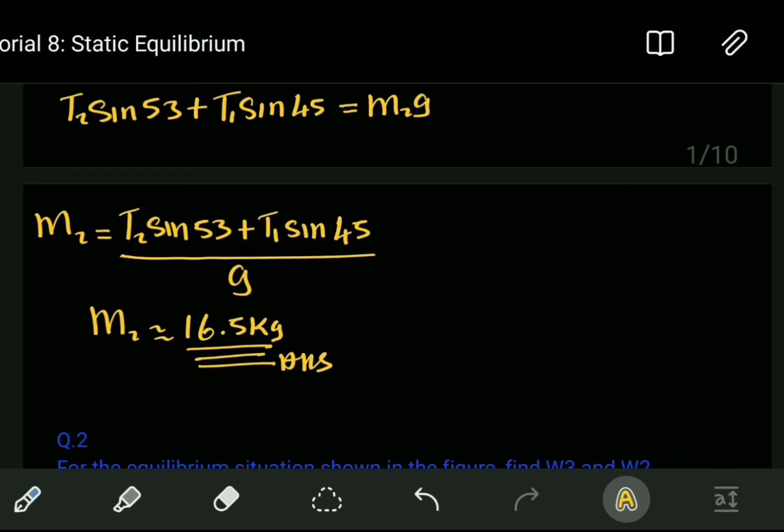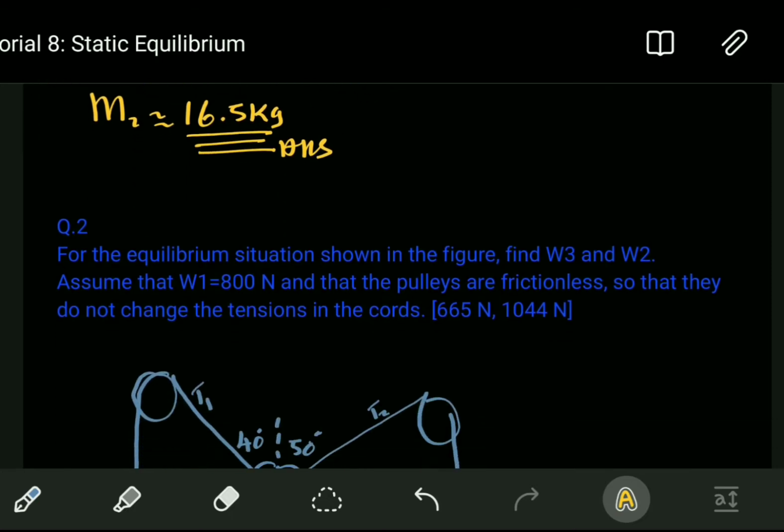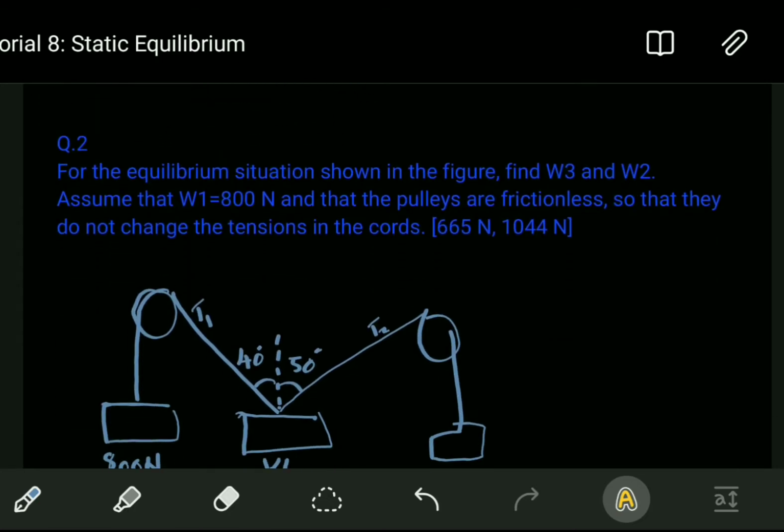All right? So for this system, notice that we've only used the first condition of equilibrium that deals with the vector sum of the forces. We've had our net x force being equal to 0, as well as the net y force being equal to 0, and we're able to obtain all the values for T1, for T2, as well as for M2. So we move on to question 2. There we go, question 2.